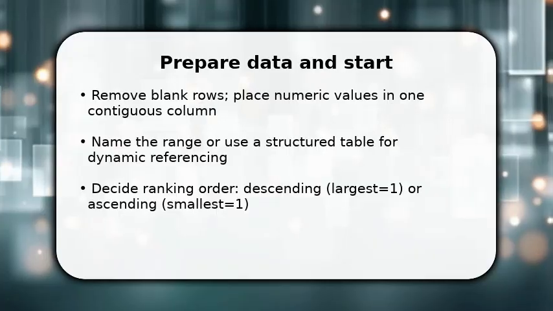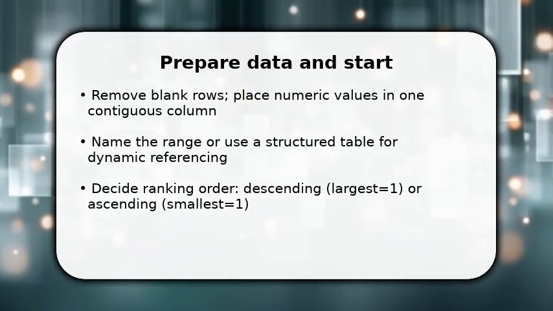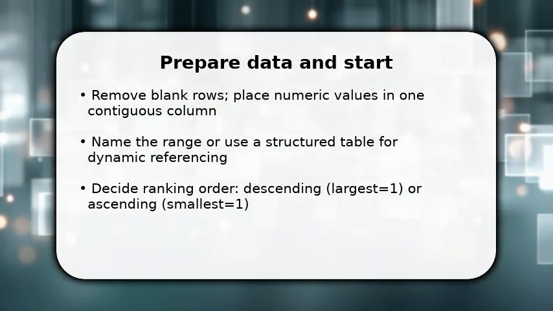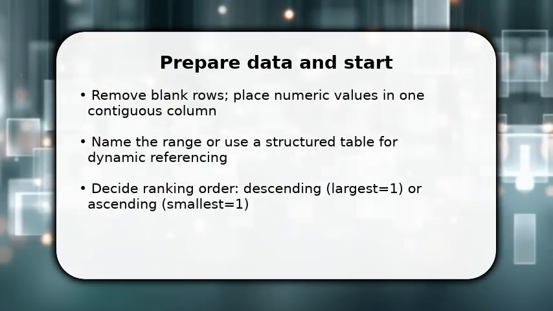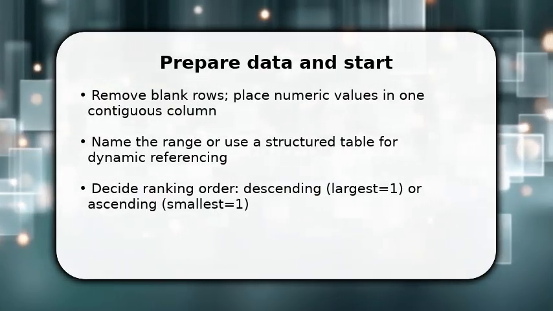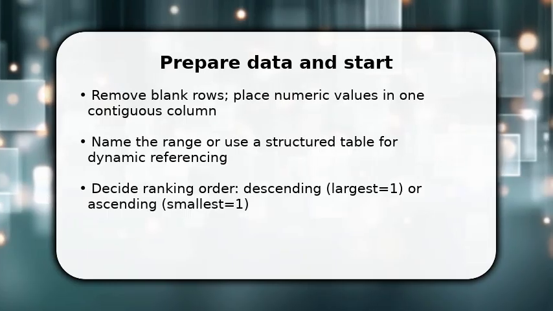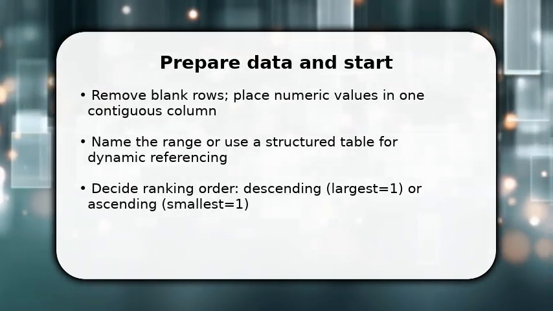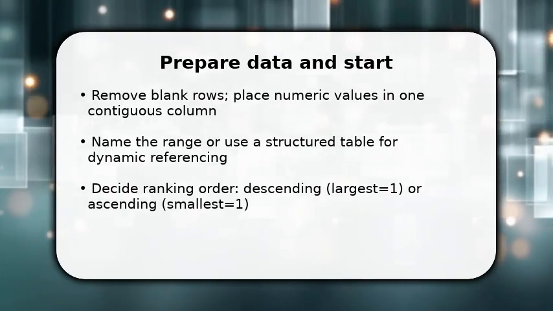Enjoy the video. You begin with clean data, one continuous numeric column and no stray text. Once done, convert that range to a table or define a named range so formulas update automatically. Next, decide whether largest gets rank 1 or smallest does. That choice determines which formula arguments you pass.